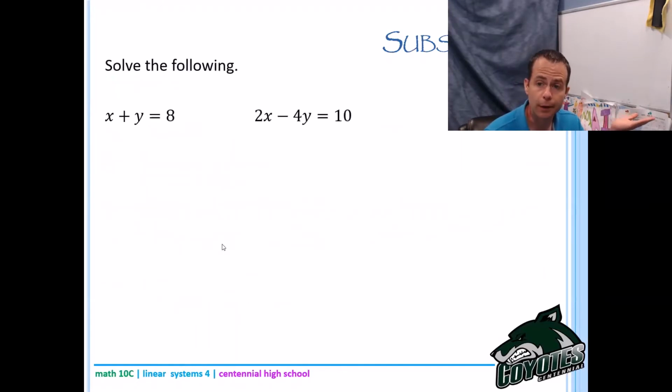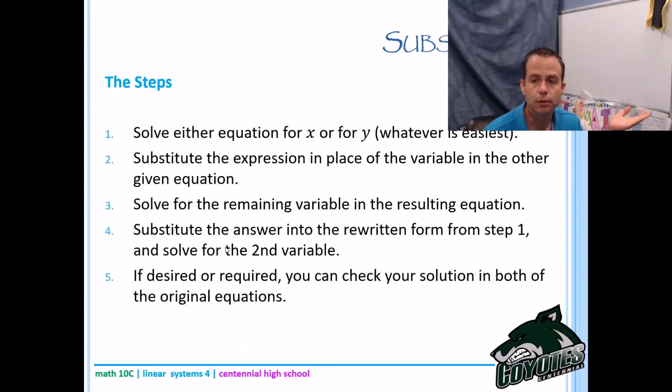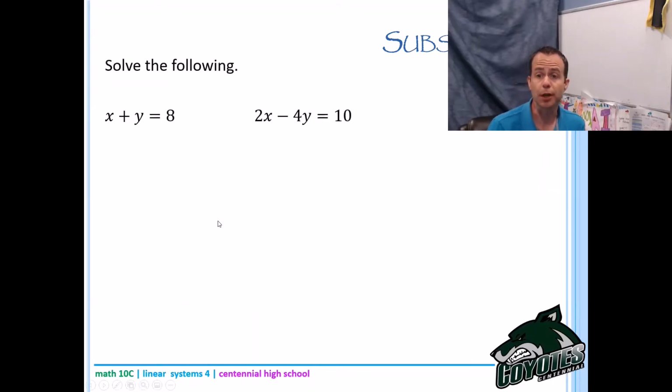Solve for that remaining variable. Oh, sorry, I didn't mean to go ahead so quick. Solve for that remaining variable and then substitute the answer that you got back into where you had left off. And then if desired or required, you can check your solution in both the original equations. So remember that for that verification, you would plug your x and y into both equations and then just work on the left side, just work on the right side, bring it down until they both end up being the same number, okay? All right, so we're going to practice this together a few times, make sure everybody's super comfortable.